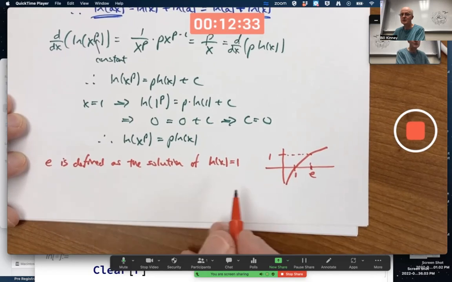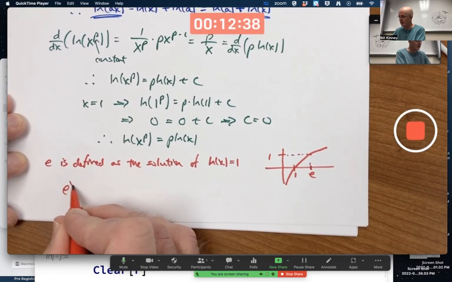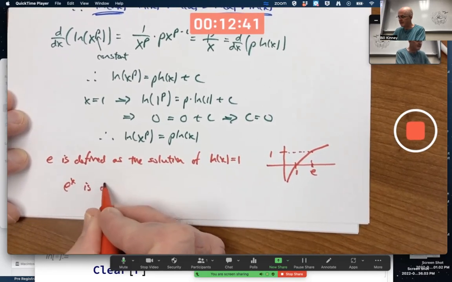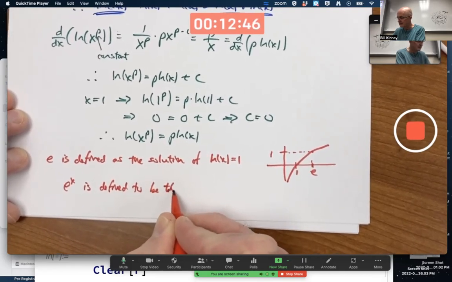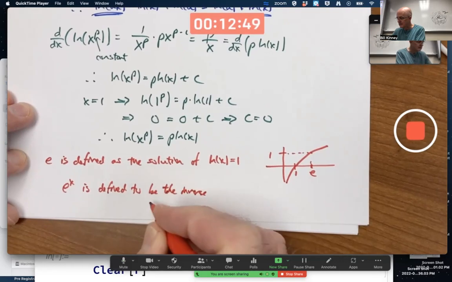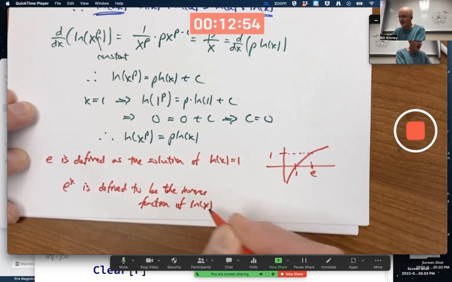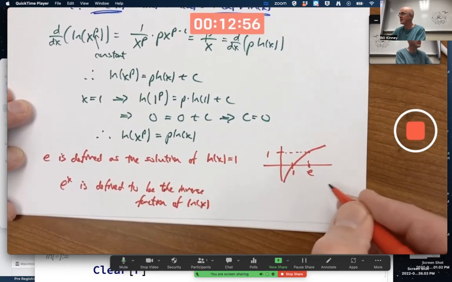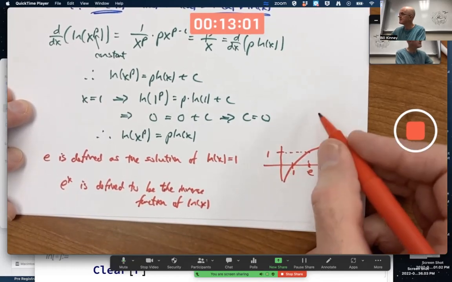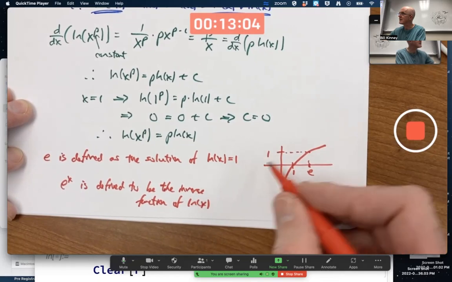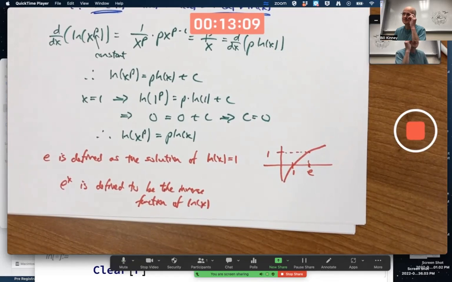E is defined to be the solution of that equation, the unique solution. And then ultimately e to the x is defined to be the inverse function of ln of x. This graph is increasing. It passes the horizontal line test. It's a one-to-one function. It's got an inverse function. And you can graph the inverse function to look like this. Watch my hand there, like that, right? Exponential growth, reflection across the line y equals x.